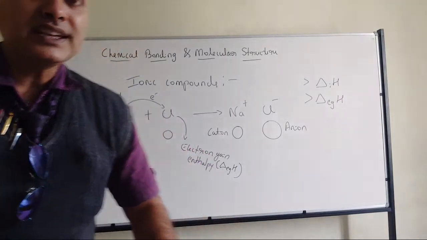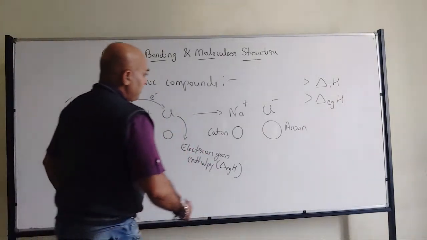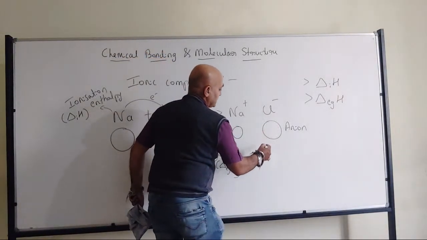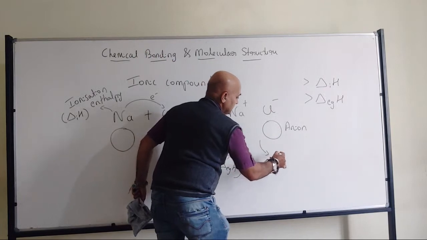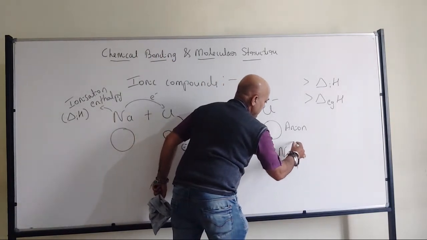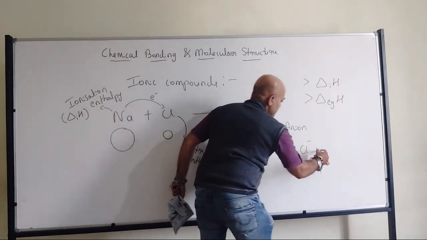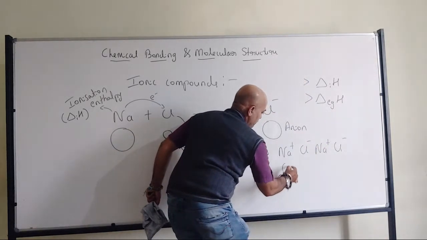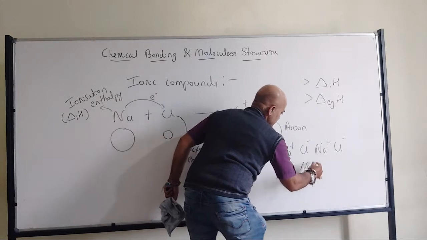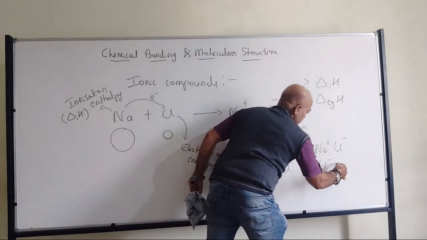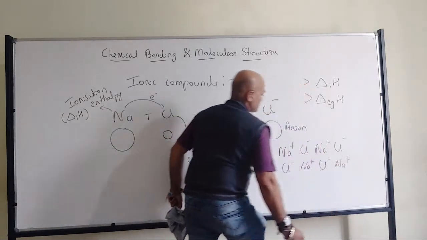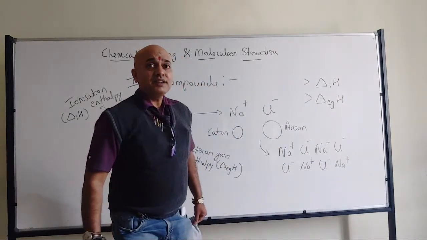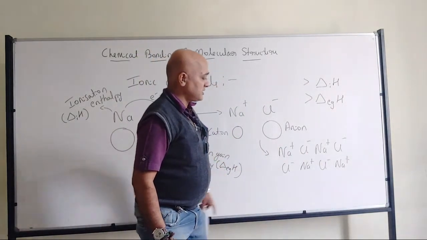Now, observe it carefully. The sodium and chloride ions that are formed are going to arrange themselves in such a way that they form a crystal structure. So this is where we have the sodium chloride crystal.